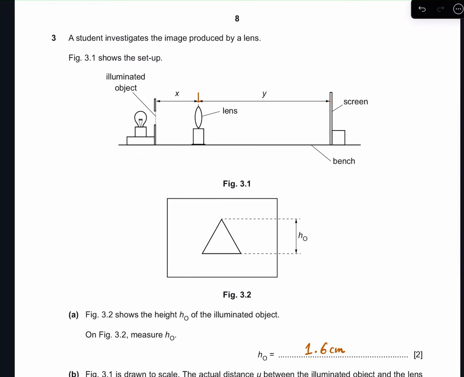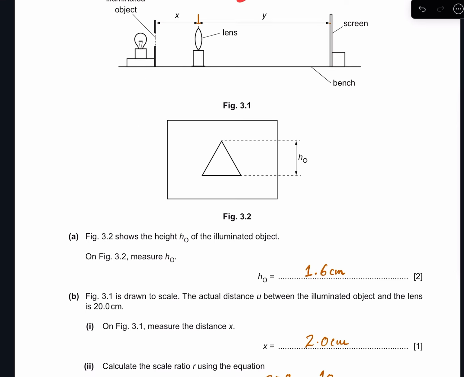Okay, so let's move to question 3. Question 3 is from the light section. This is the diagram that we have और आपसे कहा जा रहा है कि this is the question that we have to answer on figure, measure h naught. अच्छा, measure is the command word. जब भी measure का word आएगा you have to use scale.